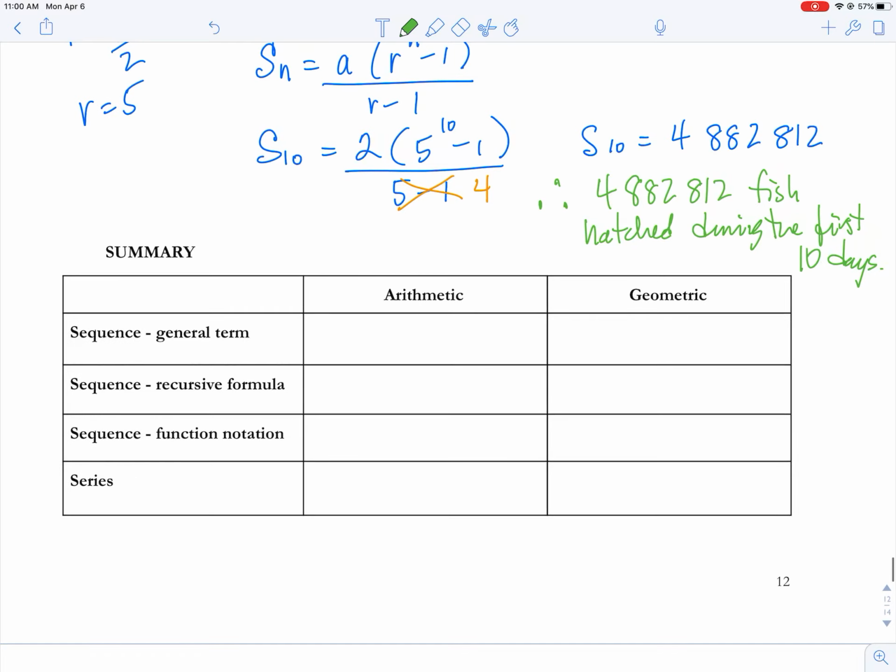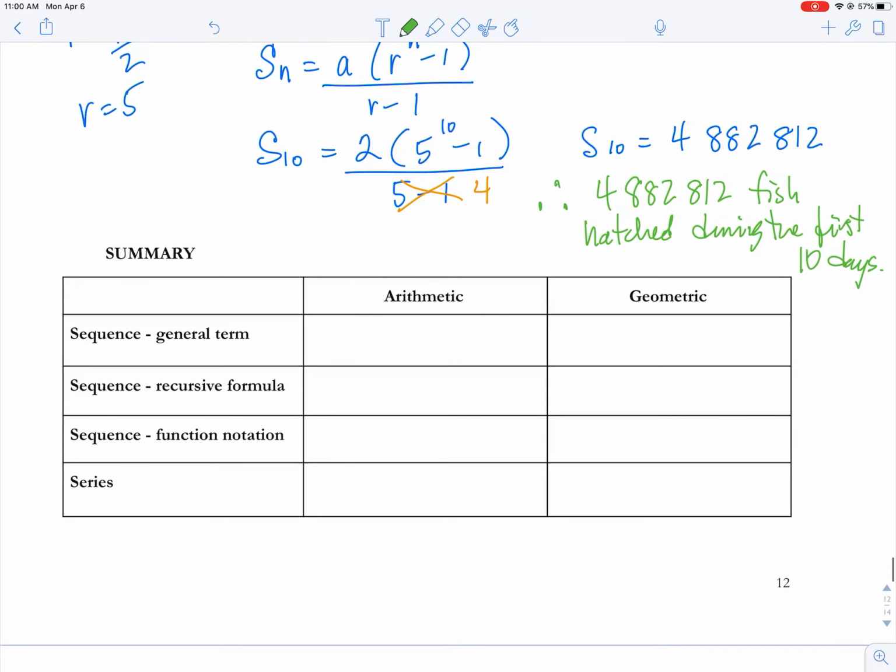And that's it for the examples. The last thing we're going to do is just write everything down all in one place, all of our formulas for arithmetic and geometric sequences and series. So for the general term of an arithmetic sequence, that's Tn. It equals a plus n minus 1 d. For a geometric sequence, Tn equals a times r to the n minus 1.